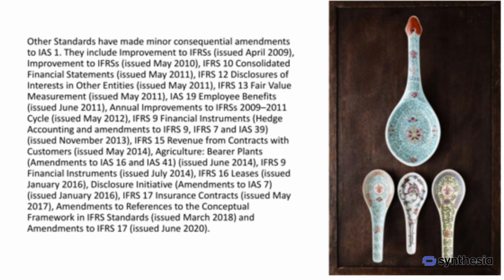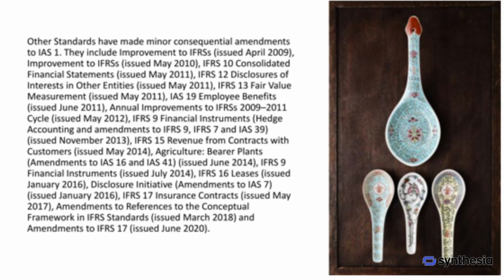Various other standards have introduced minor amendments to IAS 1 over the years. These amendments stem from updates such as the improvements to IFRSs released in April and May 2009 and 2010. In addition, IFRS 10 on consolidated financial statements, IFRS 12 on disclosures of interests in other entities, and IFRS 13 on fair value measurement were all issued in May 2011. Other updates include IAS 19 on employee benefits.